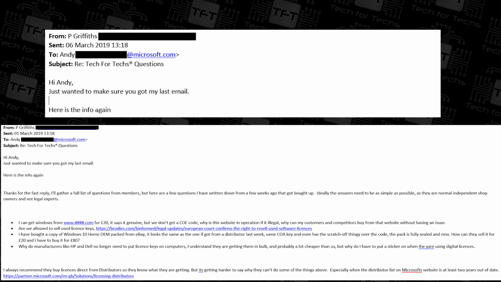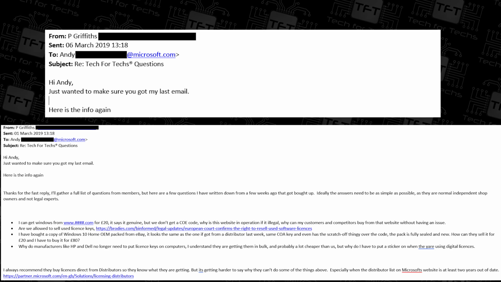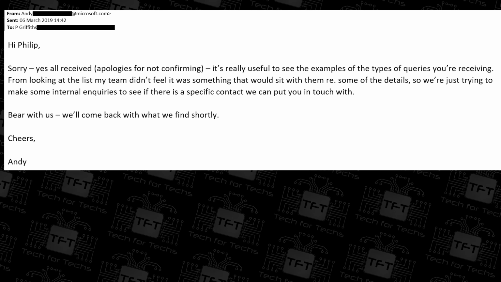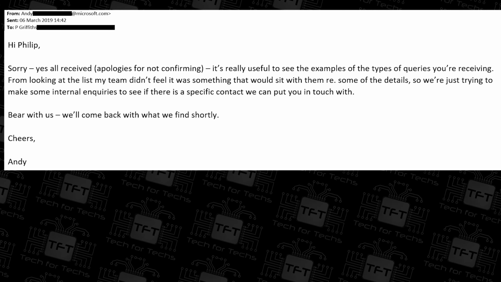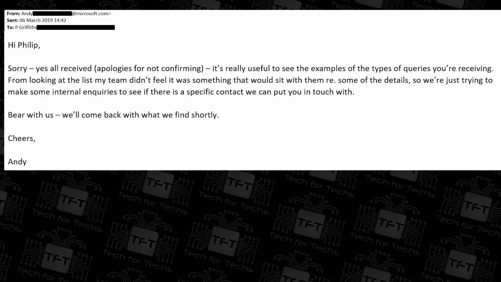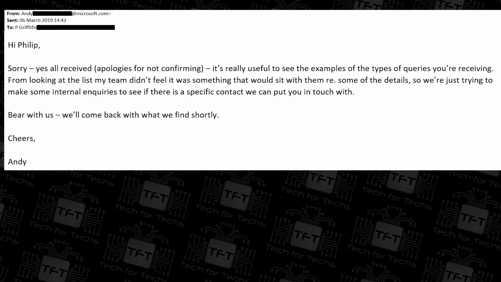I introduced myself twice to him and basically asked if there were any updates on what he was going to be able to tell us. Again, it's been, well, pretty much a month since the original contact and still nothing. After sending him some examples of the sort of questions that we want answering, as in why are these prices different, why doesn't Microsoft close these places down, and so forth, they basically came back with this answer.